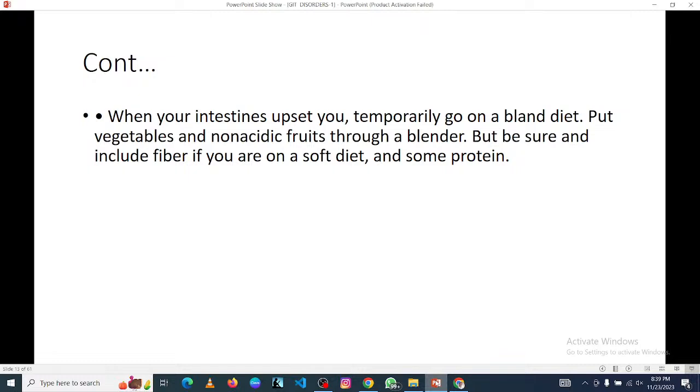So when your intestines upset you, temporarily go on a bland diet. Put vegetables and non-acid fruits through a blender. These are not my slides. That's why I'm reading them quite slowly. These are slides that were used by one of the trainers in the cohort that just ended, cohort 1.